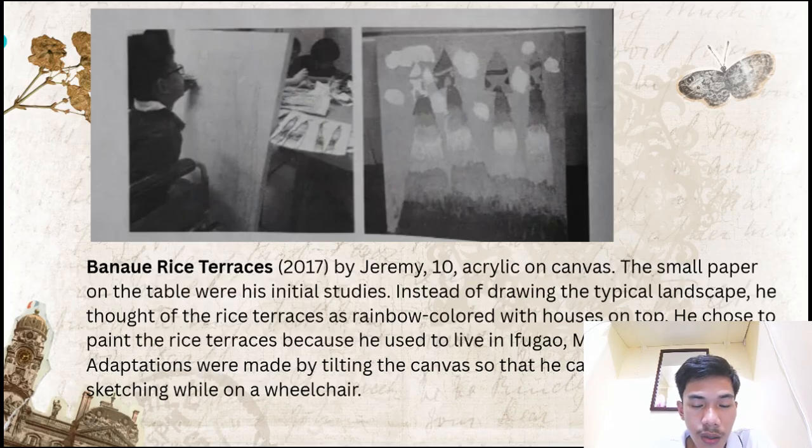So another important lesson from this example is that creativity has no limits. So since Jeremy uses a wheelchair, the canvas was adjusted by tilting it so he could comfortably reach every part while painting. This shows that with creativity, determination, and the right support, anyone can create meaningful and beautiful works.